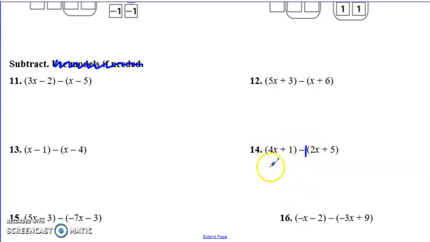So in this case right here, we've got 4x plus 1, right? And then you got a negative, so it's plus a negative, right? Plus a negative 1. Negative 1 times 2 is going to be a negative 2x. Negative 1 times 5 is going to be a negative 5, or plus a negative 5. Just a reminder that you could do it that way, or you could go and stack them up. Let's do one more where we are stacking them up. Here we go. We'll do 16.